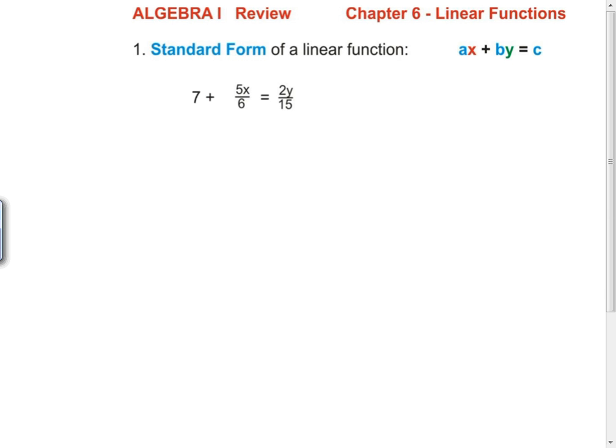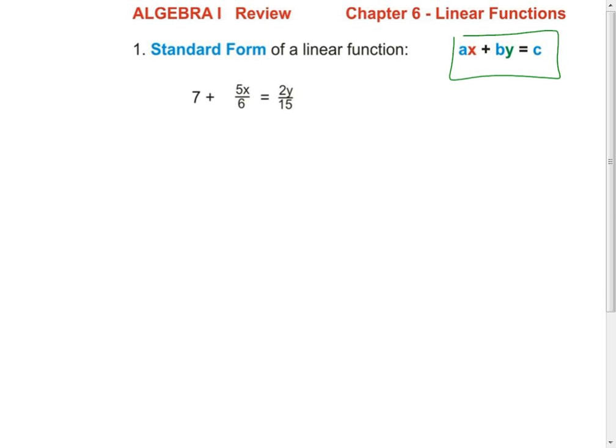All right, standard form. Remember, standard form is ax plus by equals c. To do that, there are four things. The variables have to be on the left, the number on the right. The variables have to be in alphabetical order. There can be no fractions. And number four, the lead variable must be positive.